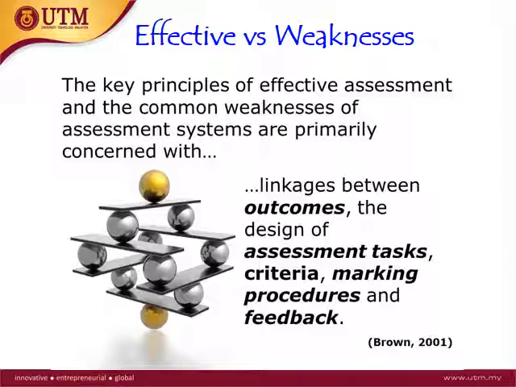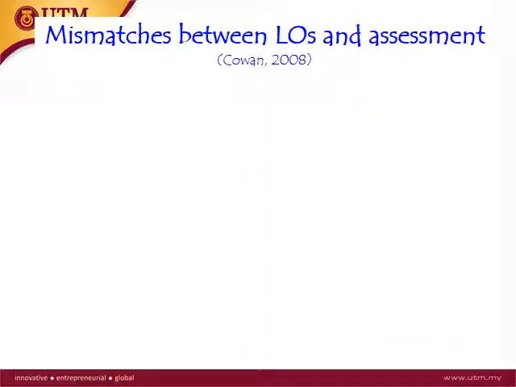But Brown, in his work, found that this is also the common weakness of assessment systems, where he found that there are no linkages between outcomes and the assessment task, the criteria, the marking as well as the feedback. What Brown had found earlier in 2001 was further supported in the work of Cohen, who found mismatches between learning outcomes and assessment.